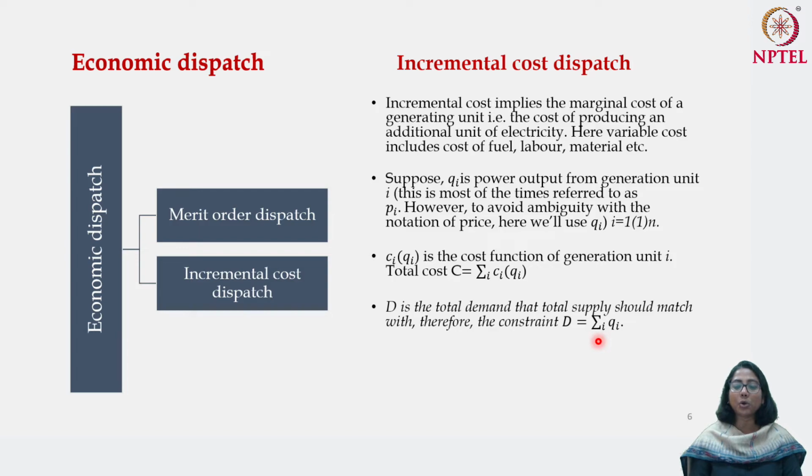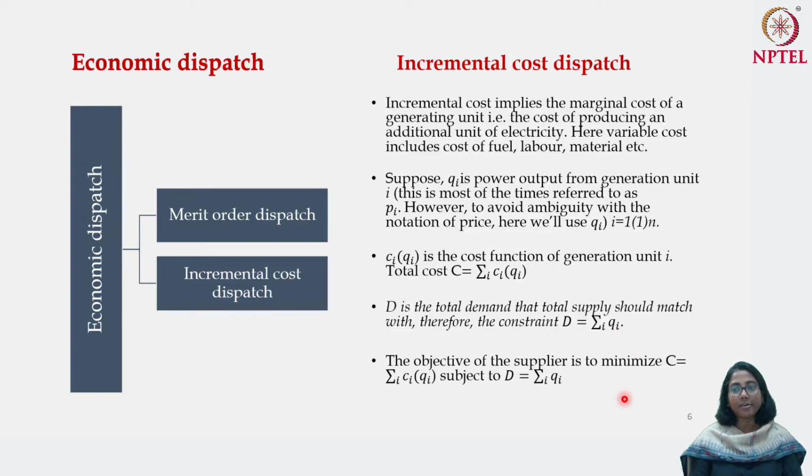It's okay if it crosses D a little bit. So if it is higher than D by a little bit, it's fine. But for this optimization problem, we will keep D equal to summation over i of Qi. So what is the objective of the supplier?